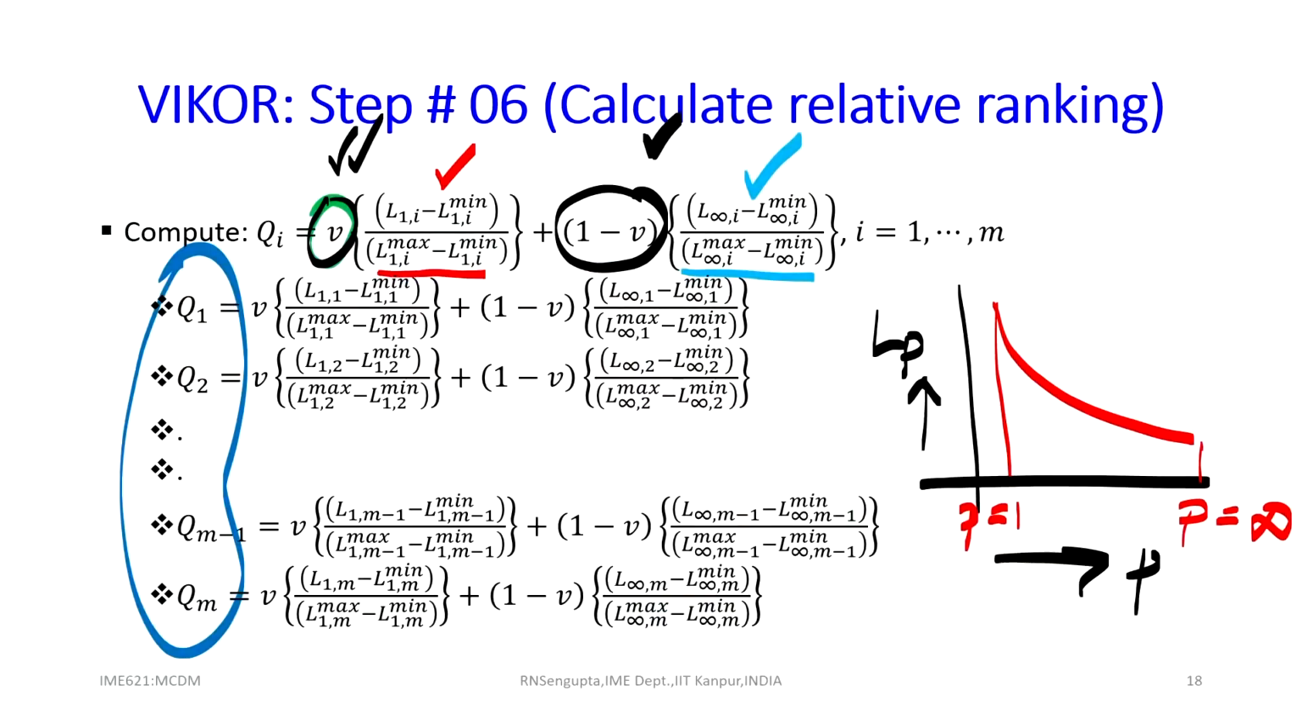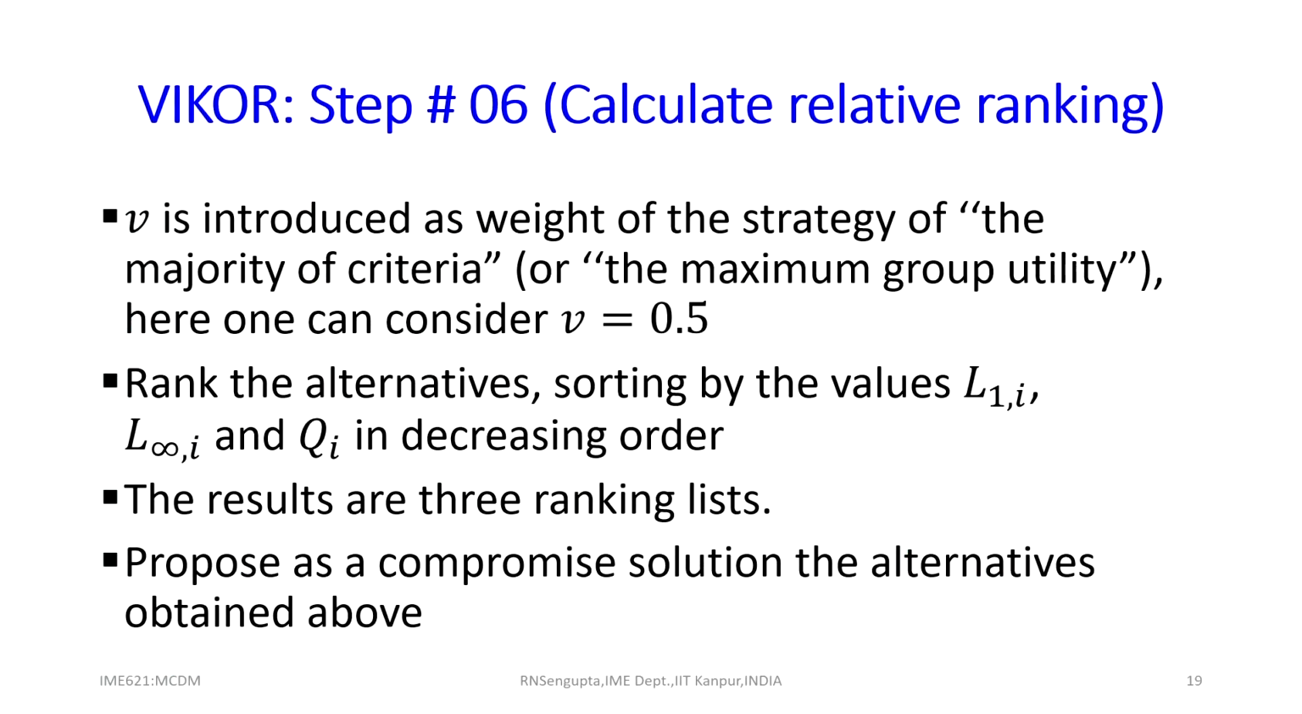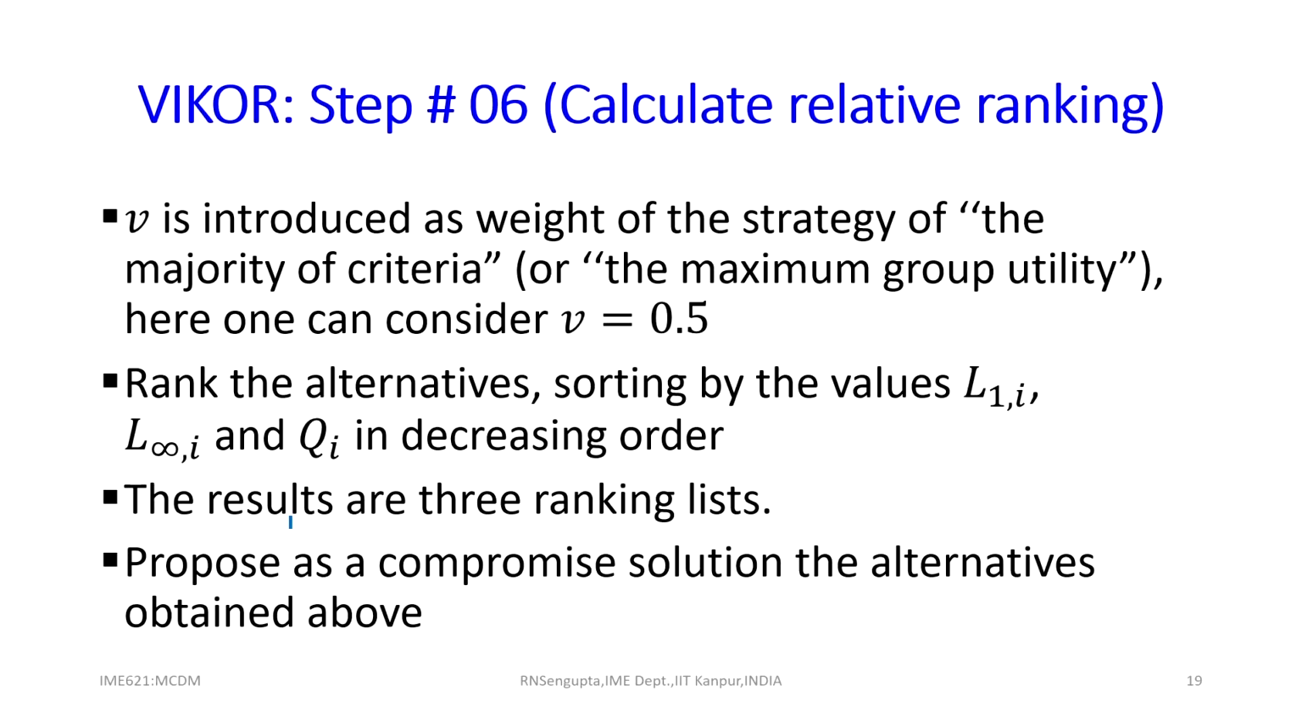Now, the criteria are not there, they have already been subsumed and considered. In the initial case, W1 to Wn were the weights for the criteria which we considered. Once we have that, V is introduced as the weight of the strategy of the majority of the criteria, or the maximum group utility. Based on that, let us consider V as 0.5, and based on that we find out these values and rank them accordingly.